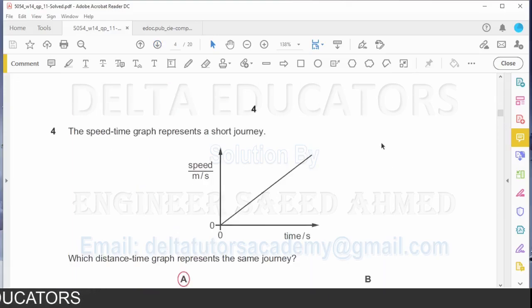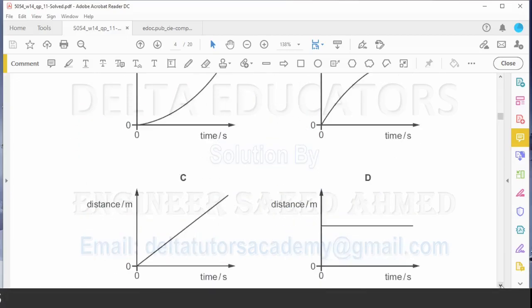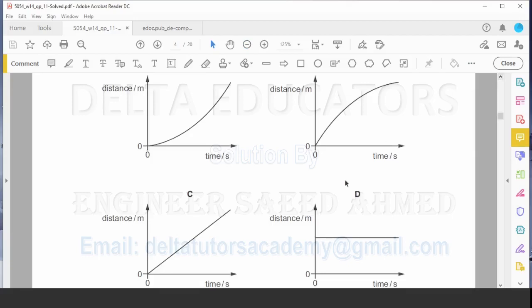Question number 4. The speed time graph represents a short journey. It is time, it is speed. So this gradient will be for acceleration. Which distance time graph represents the same journey? Okay, we have 4 options and in all the 4 options the graph is drawn between time and distance. Okay, we have to find out which time distance graph shows the acceleration.